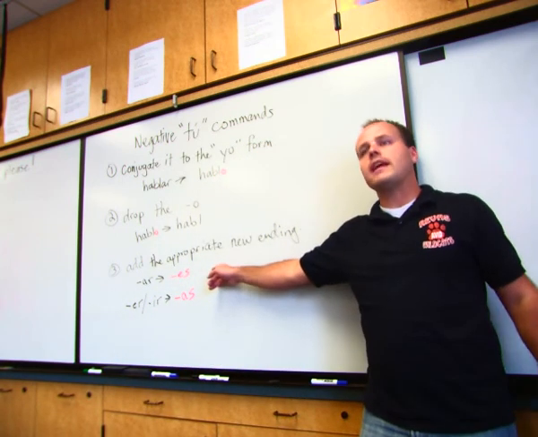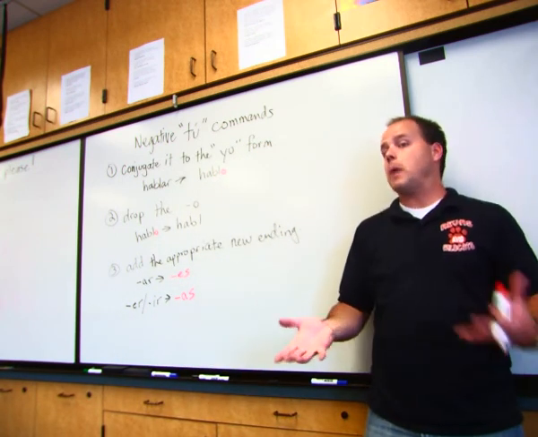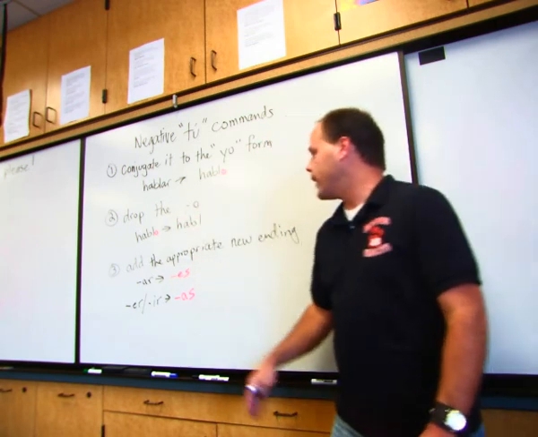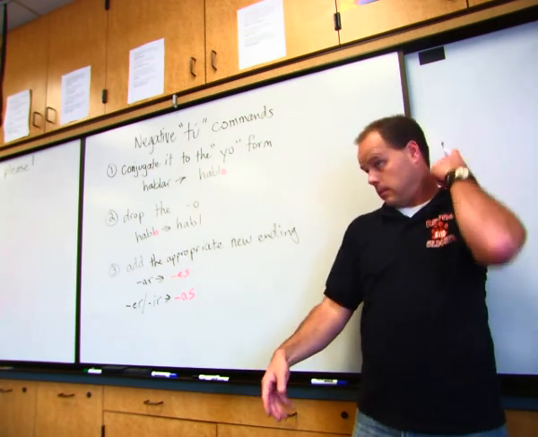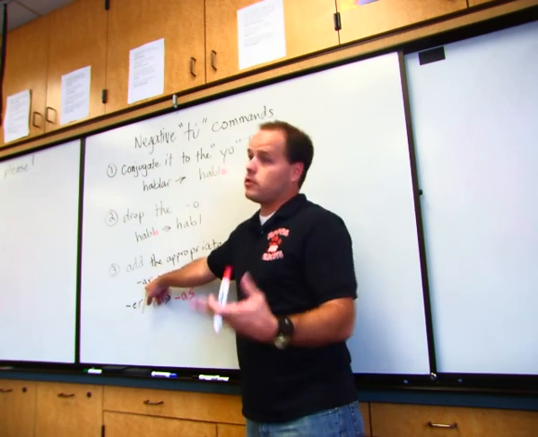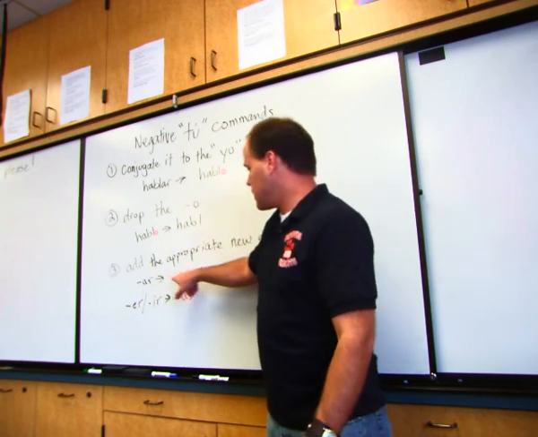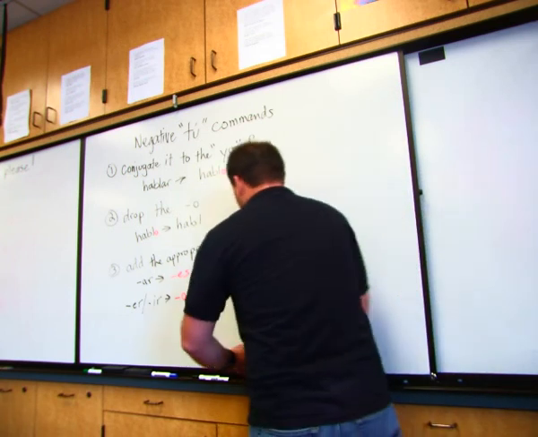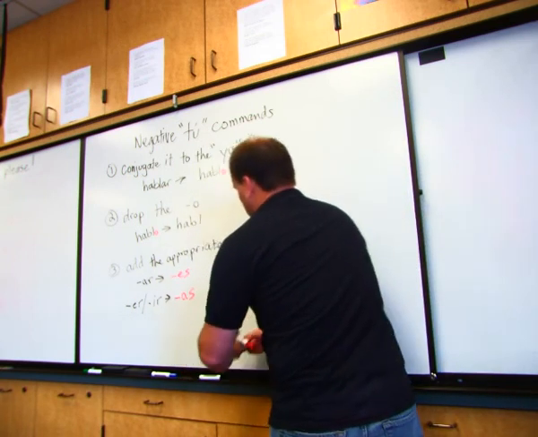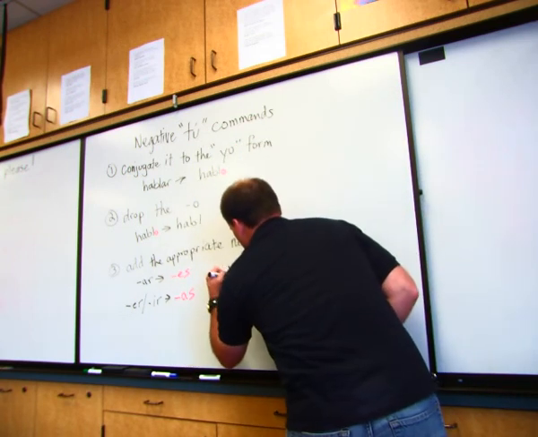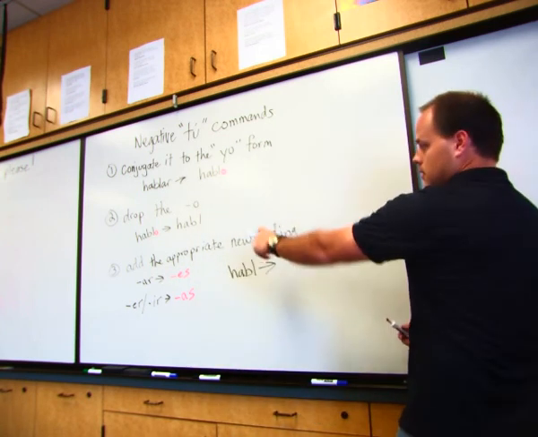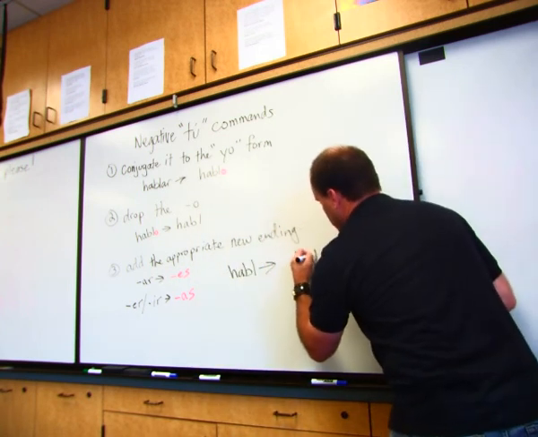So as you can see, it's kind of like an opposite tú ending. So another way of explaining it is drop the O and add the opposite tú ending. Because if it's an AR verb, normally the tú form is AS. It's going to be ES, which is the opposite of that. So that's kind of how it is. So in this case, our habl becomes what? Becomes hables.